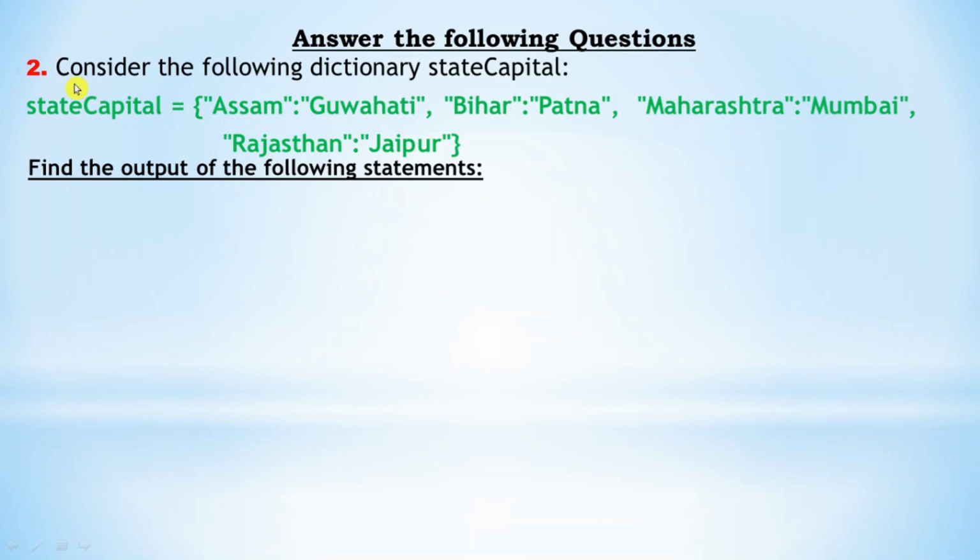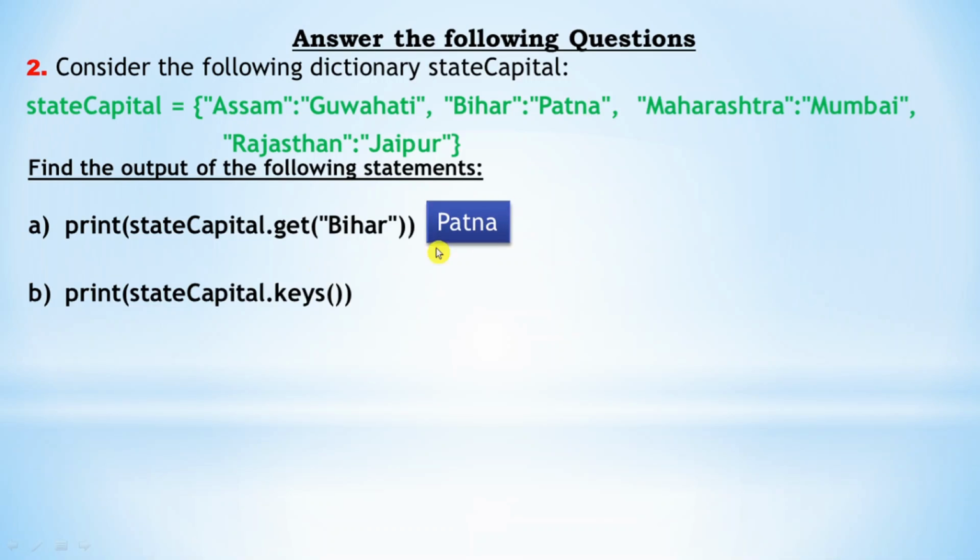Next question, I have created a dictionary state capital which stores the capitals of some states in India: Assam Guwahati, Bihar Patna, Maharashtra Mumbai and Rajasthan Jaipur. We have to write the output of the following statements. First one, print state.get Bihar. The get function returns the value of the specified key. The value for the key Bihar is Patna, so the output will be Patna.